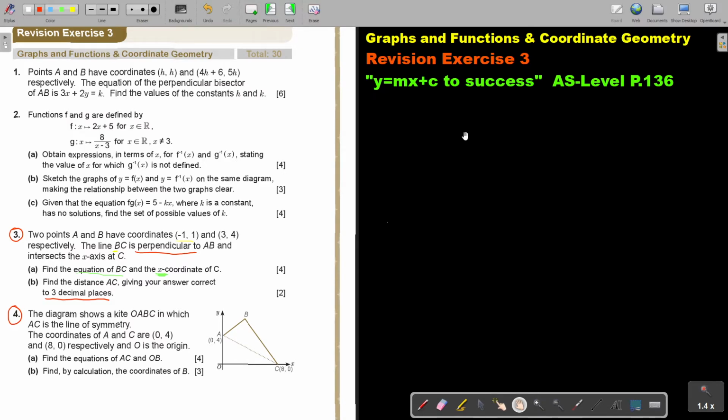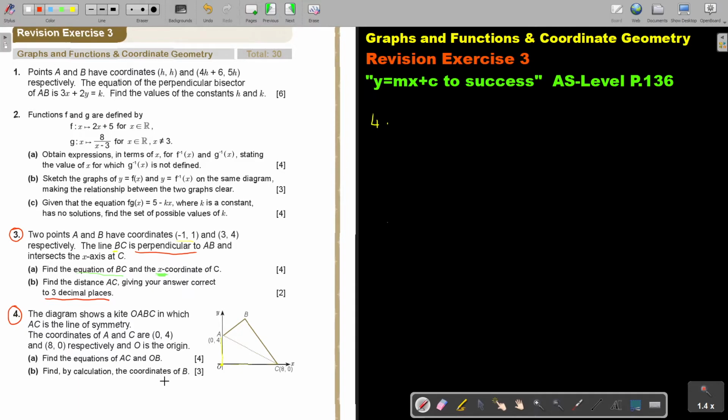Let's start with number 4. The diagram shows a kite OABC in which AC is the line of symmetry, meaning that the kite will come out like that. Do you see? Then they give you the coordinates, and maybe it's good to write them in. A and C are 8 and 0, they gave you all of it. And O is the origin.